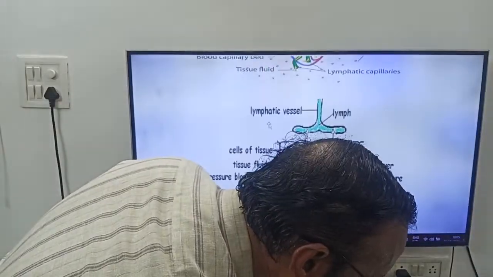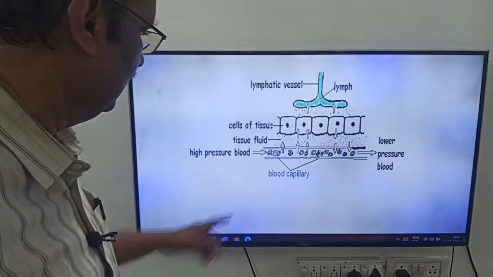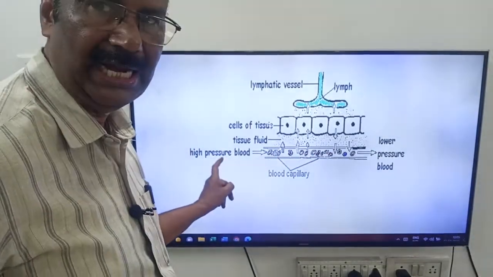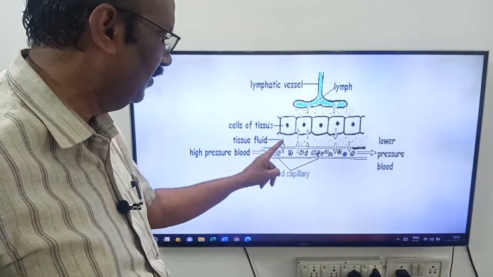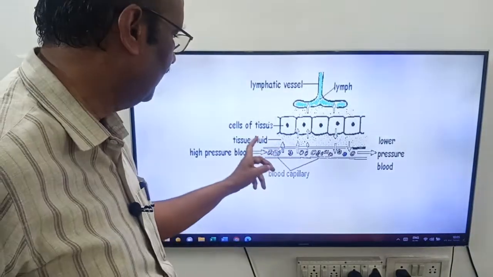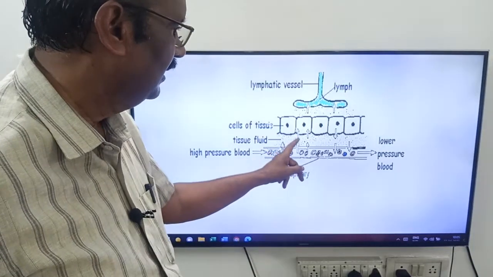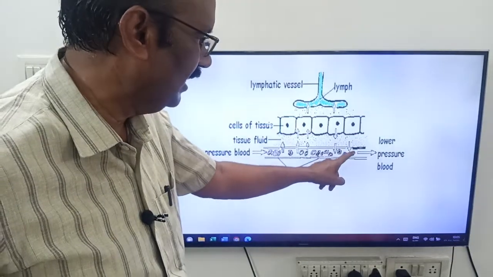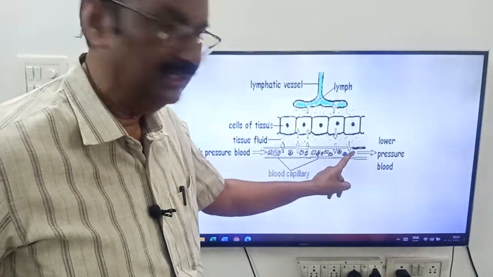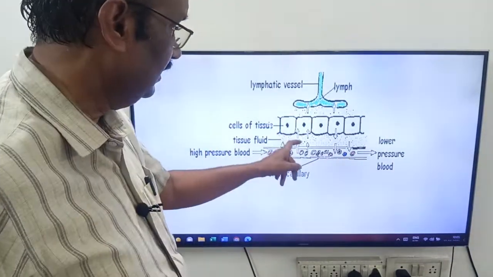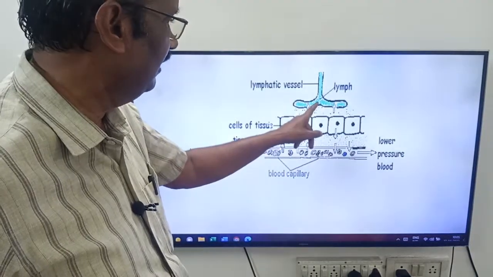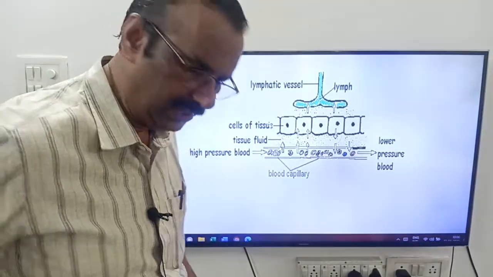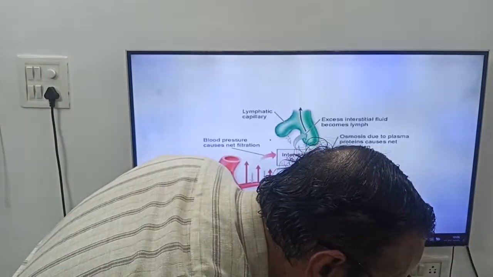Okay, friends. Now see once again. This is blood capillaries. Due to hydrostatic pressure, the fluid is coming out, friends. That is tissue fluid. Some of the tissue fluid enters into the lymph and some of the tissue fluid enters into the veins. Once again, this is called osmotic pressure. The tissue fluid which enters into the lymphatic vessels is called lymph. This lymph flows in the lymphatic system. Okay, friends. That is about the lymphatic system.